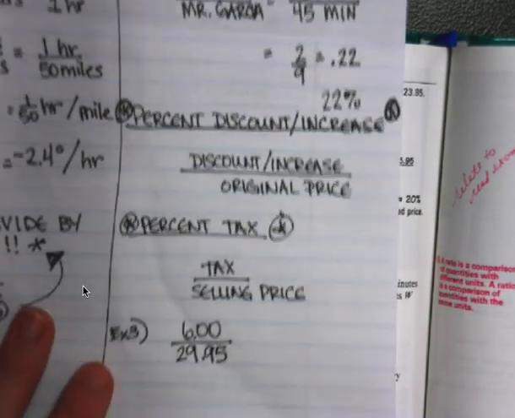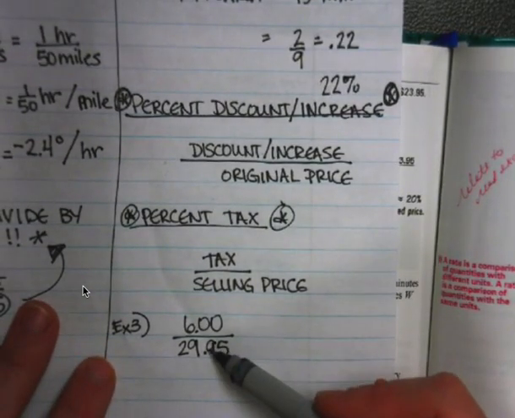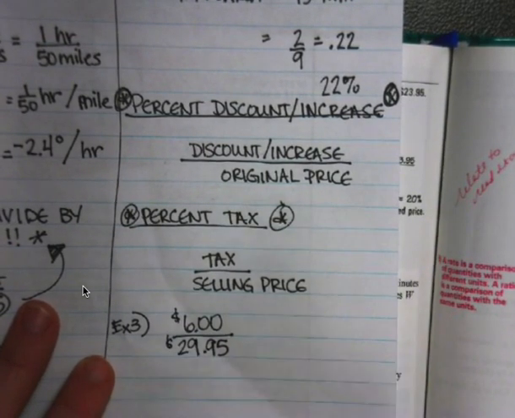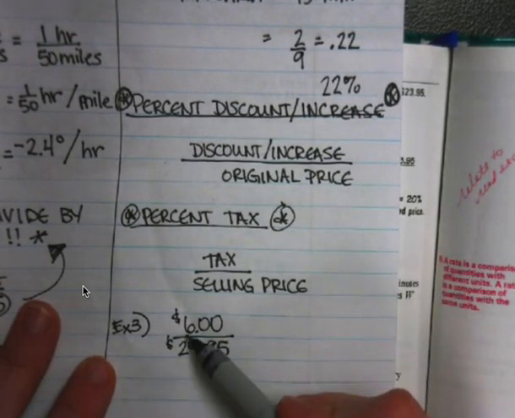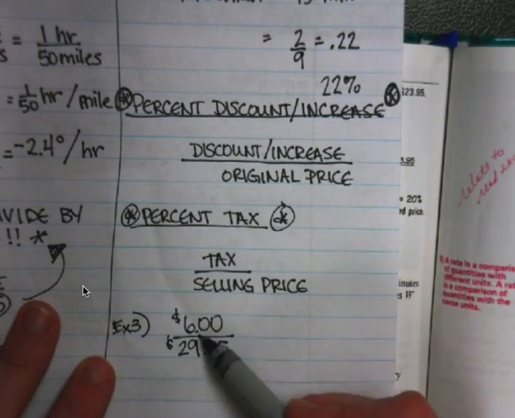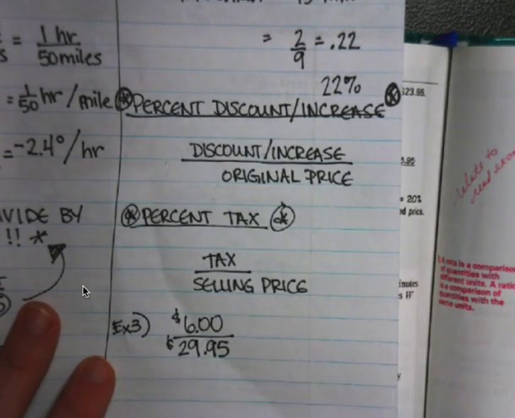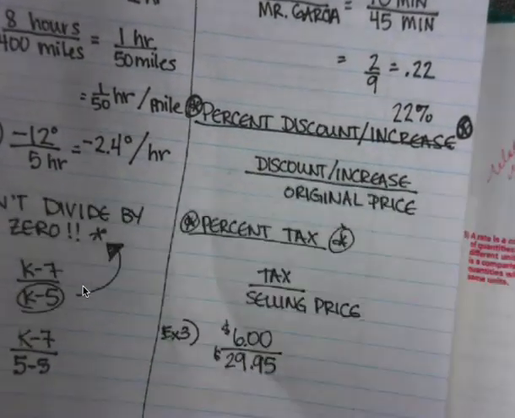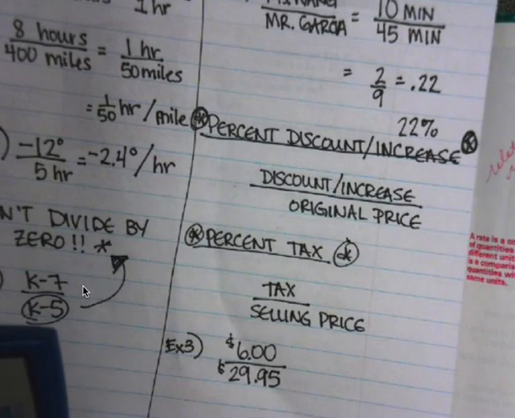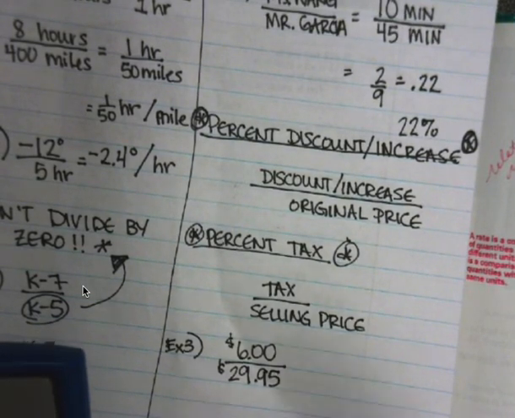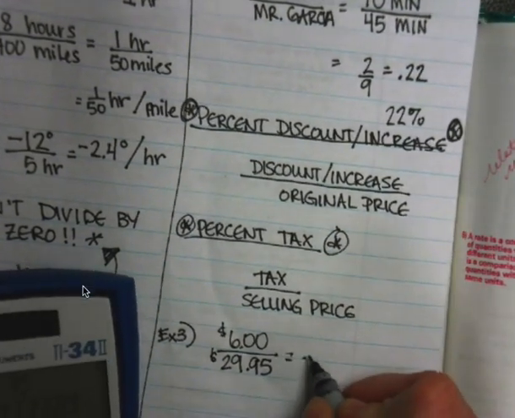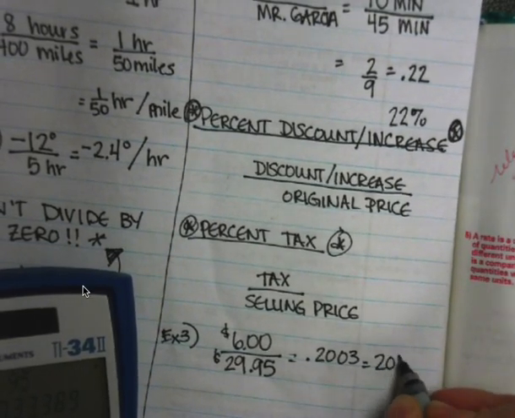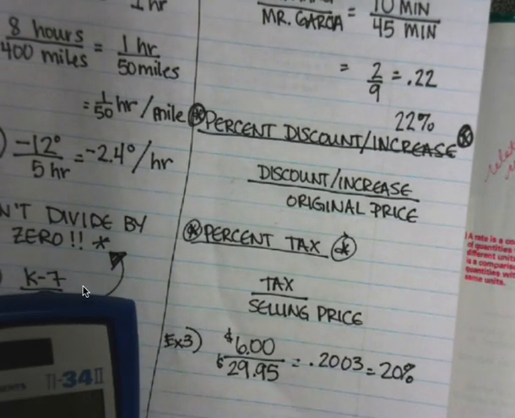Okay? Are these two items the same unit? Yeah, they're both money. So that's a ratio. But I want to figure out what percent is $6 of $29.95. So now we can just divide, which equals 20%. So that was a 20% discount.